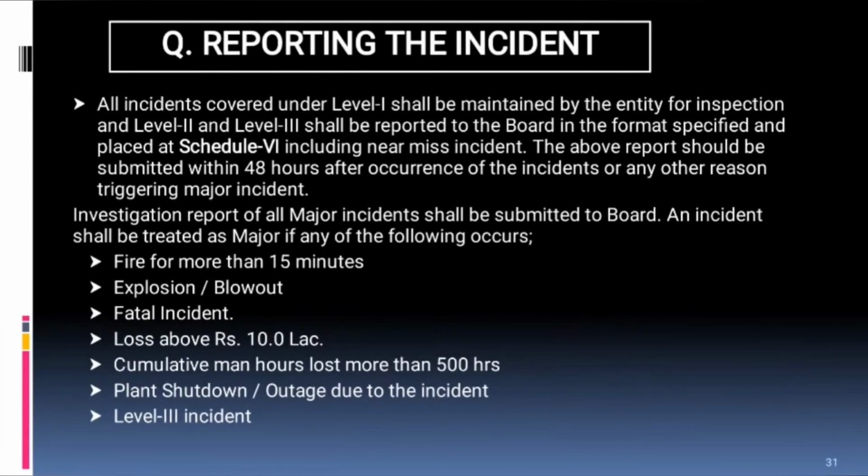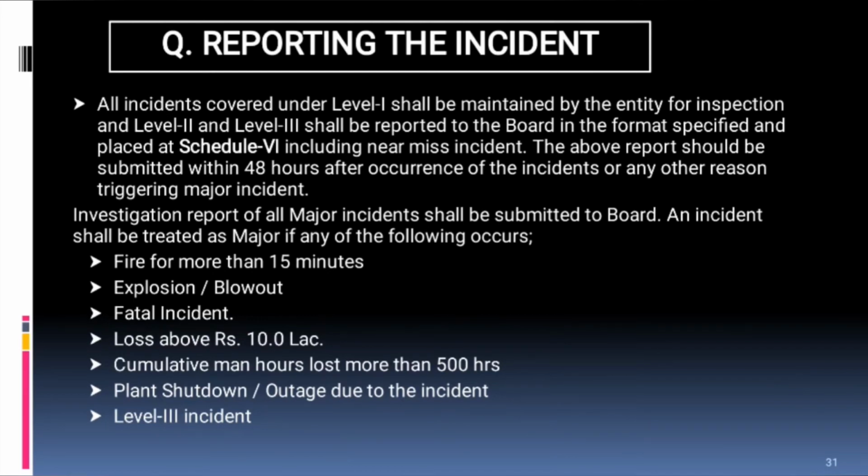Now we will talk about how to report the incident. All incidents covered under level 1 shall be maintained by the entity for inspection, and level 2 and level 3 shall be reported to the board in the format placed at schedule 6, including near miss incidents. The report should be submitted within 48 hours after the occurrence of any incident or major incident. Investigation reports of all major incidents shall be submitted to the board.